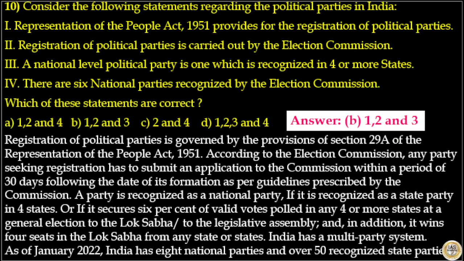A party is recognized as a national party if it is recognized as a state party in 4 states, or if it secures 6% of valid votes polled in any 4 or more states at a general election to the Lok Sabha, and in addition, it wins 4 seats in the Lok Sabha from any state or states.